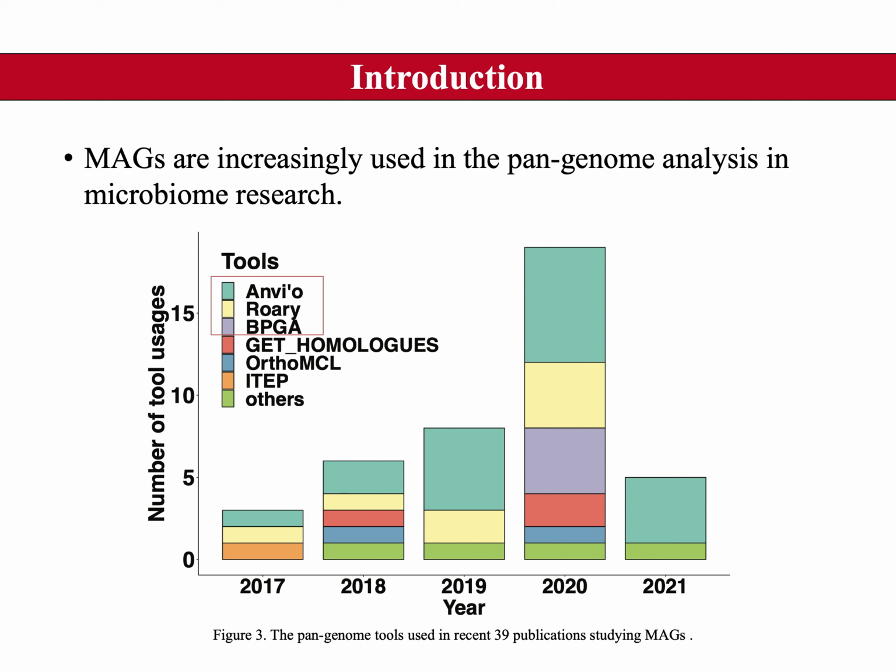In recent years, pan-genomics of MAGs has been increasingly used in microbiome research. Three pan-genome analysis tools, Anvi'o, Roary, and BPGA, are the most used. Here we conduct a critical assessment of pan-genomics of MAGs by comparing pan-genome analysis results of complete bacterial genomes and simulated MAGs using these three tools.